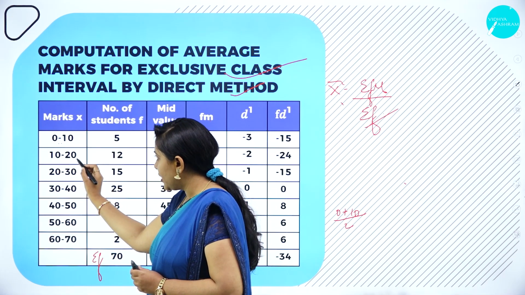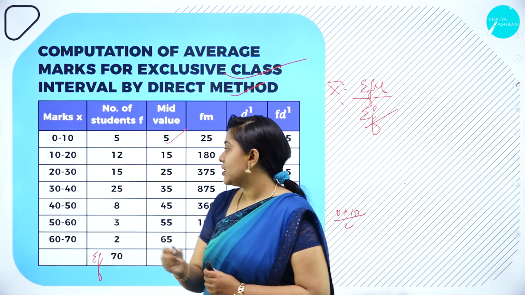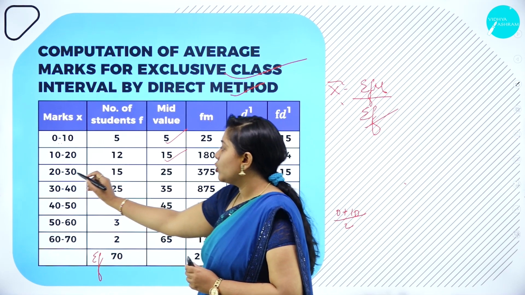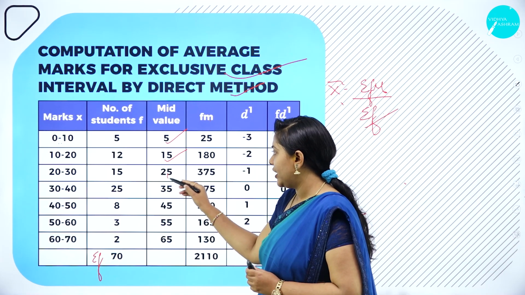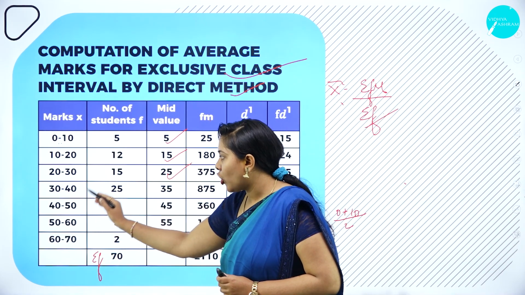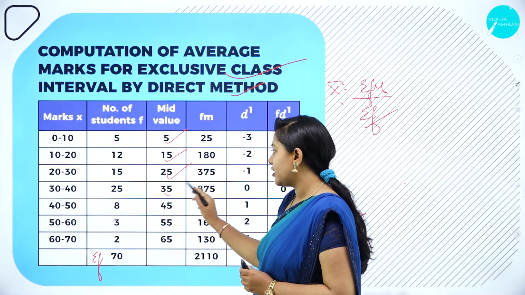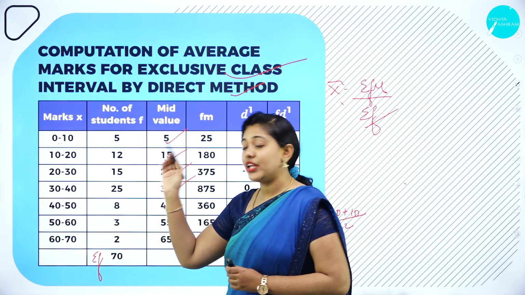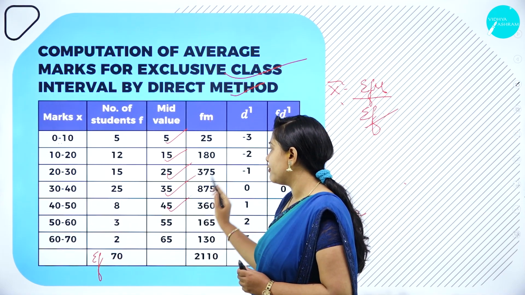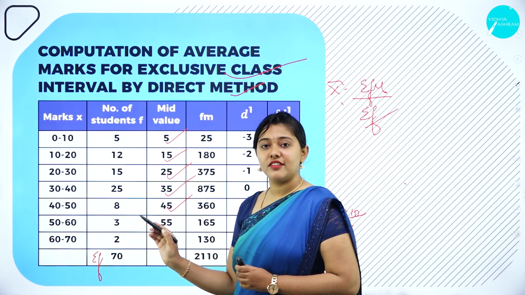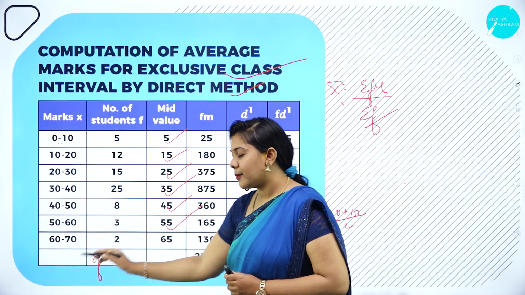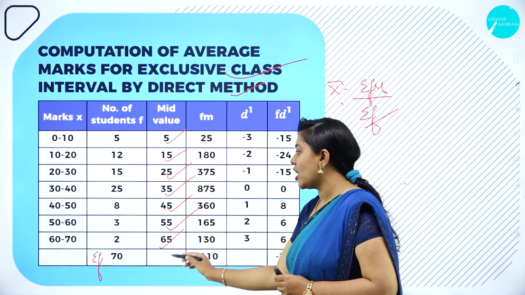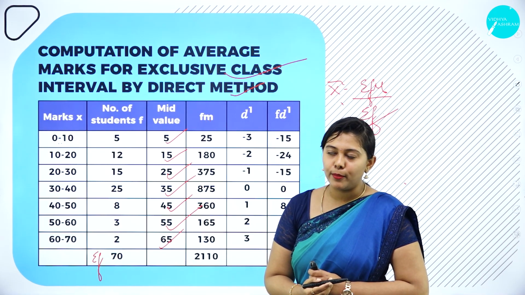10 plus 20 divided by 2, how much is it? 15. 20 plus 30 divided by 2, it is 25. 30 plus 40 divided by 2, it is 35. 40 plus 50 divided by 2, it is 45. 50 plus 60 divided by 2, it is 55. 60 plus 70 divided by 2, it is 65. So this is how you calculate your midpoints.